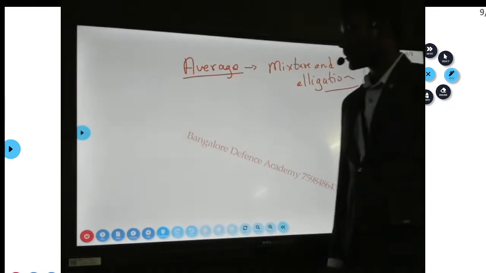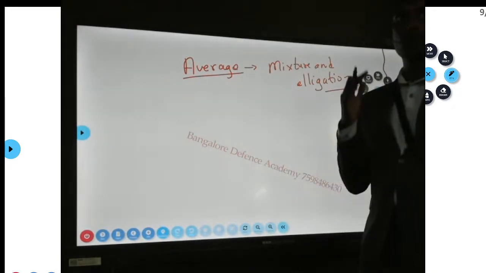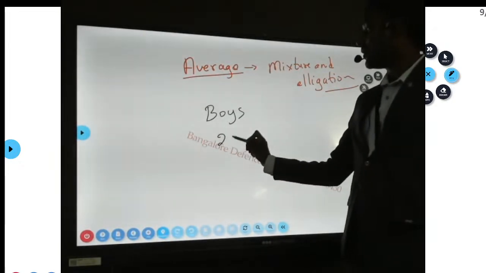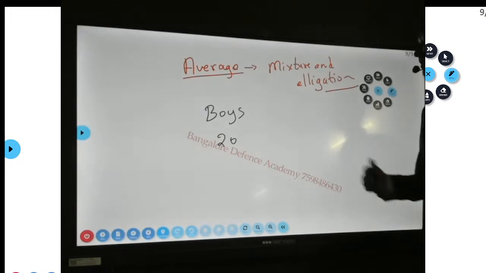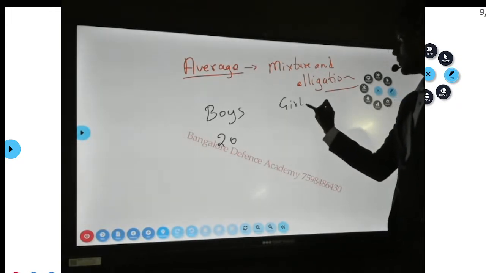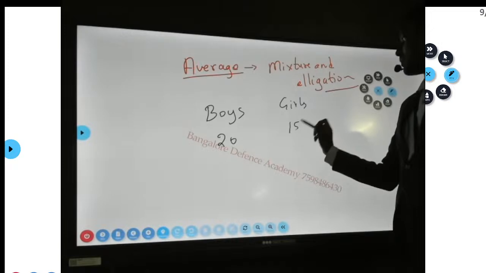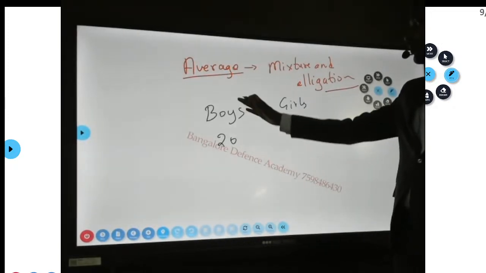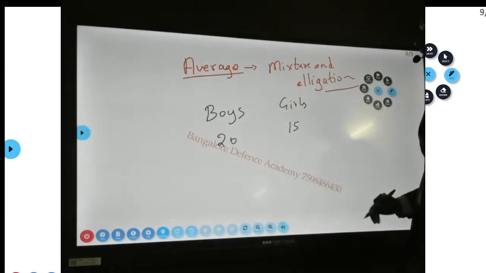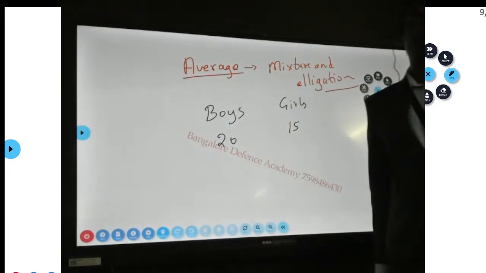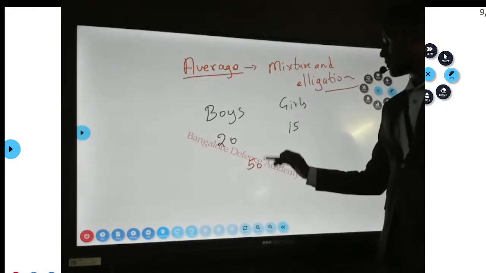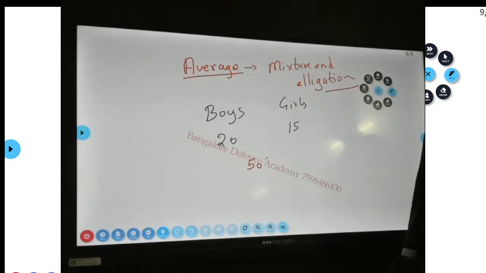The question is like this. In a class, okay, listen to the question carefully. In a class, 20% of boys passed and 15% of girls passed. On an average, we have 50% of the students in the class. Find the number of boys or the ratio of boys, something like that.